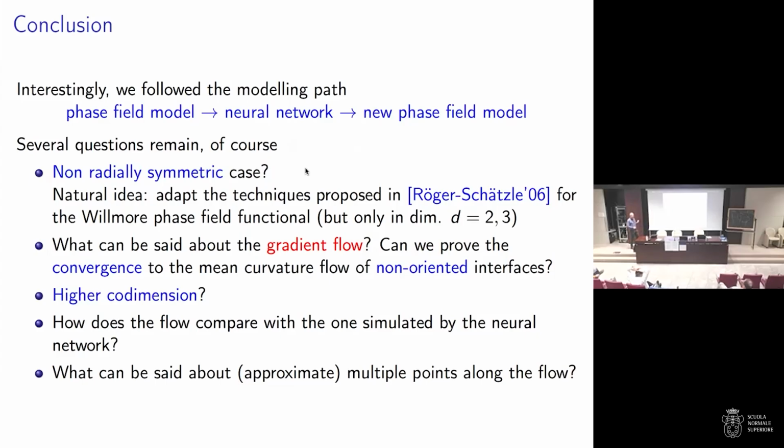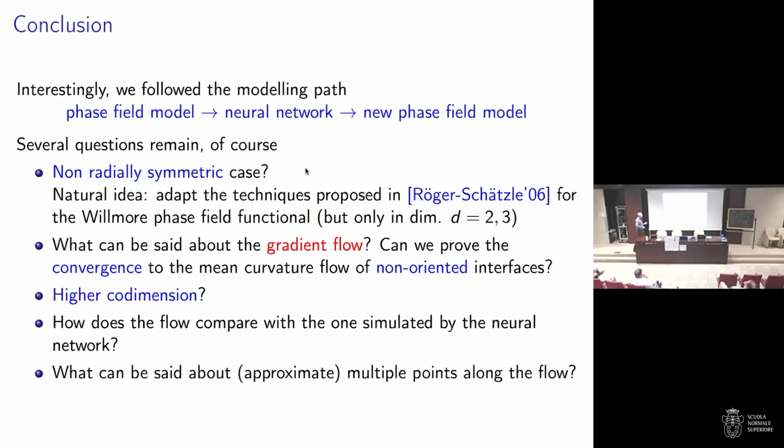What can be said about the gradient flow? Of course, we have numerical simulation, but it's just numerical illustration. We don't have any proof of convergence. That's the major difference with the classical phase field approximation of the oriented mean curvature flow. What about higher codimension? Our approach is intrinsically related to codimension 1. So in higher codimension, normally we should have a profile which is slightly different, but it seems to work. But well, there are things we need to understand.